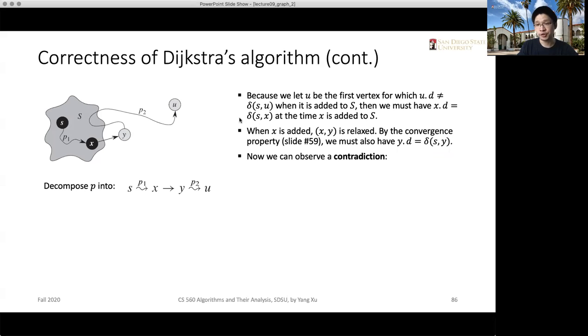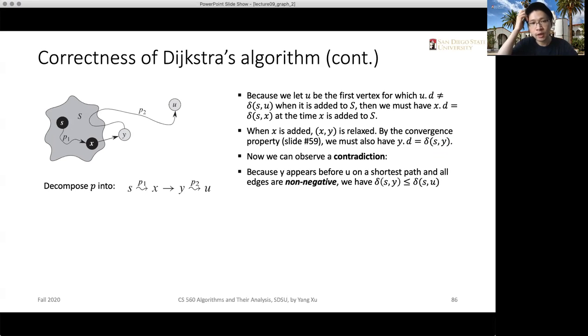Now we can observe a contradiction. Because y appears before u on the shortest path, and, importantly, all the edges are non-negative, that leads to the conclusion that the delta from s to y must be smaller than or equal to the delta from s to u. Because all the edges are non-negative, they accumulate, and y is before u. So the shortest path from s to u must be greater than or equal to the shortest path from s to y. That is something we can naturally obtain from the condition.